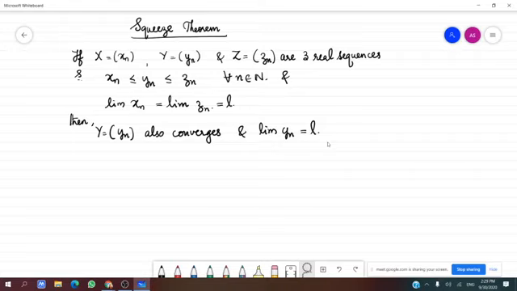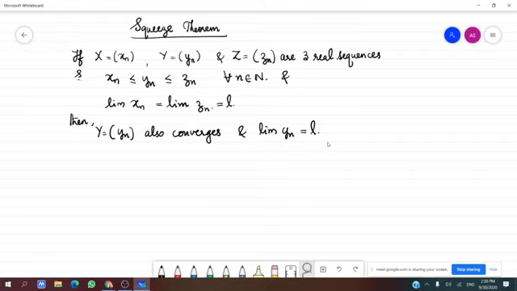If you have three real sequences, sequence xn, sequence yn and sequence zn, such that one of the sequences, say sequence yn, is sandwiched between the other two. That means sequence yn is lying in between xn and zn for each n. Each term of the sequence yn is lying in between xn and zn for each n.